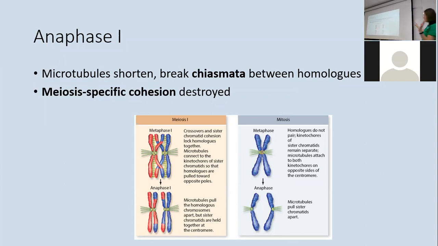Compared to mitosis, where we had bipolar attachment, the single chromosome was attached to both sides. So we're here in metaphase, and in anaphase of mitosis, we pulled this thing in half. We're not pulling in half now. We're just pulling the whole X, in anaphase 1.